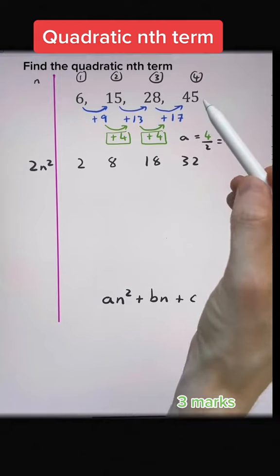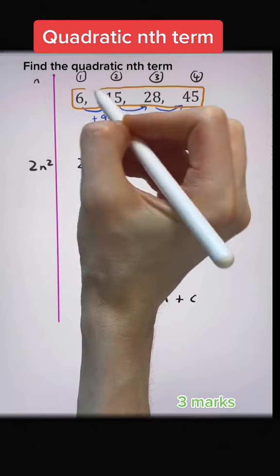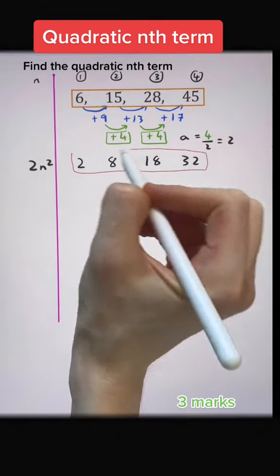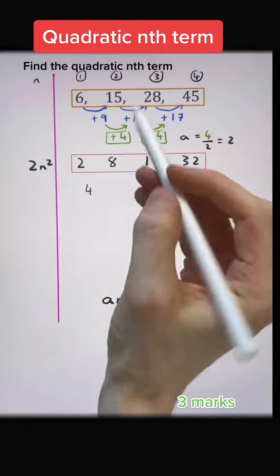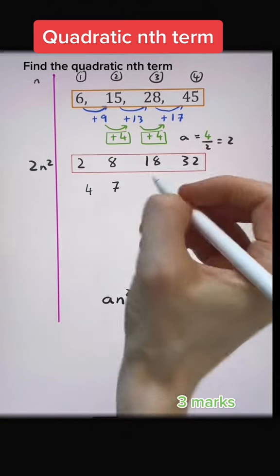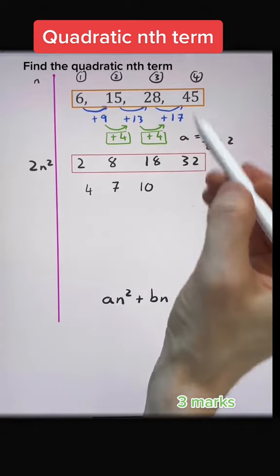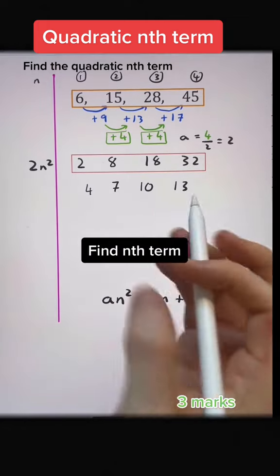We now subtract our new sequence from our original sequence. 6 subtract 2 gives us 4. 15 take away 8 gives us 7. 28 subtract 18 gives us 10. And 45 subtract 32 gives us 13. We now calculate a standard nth term.